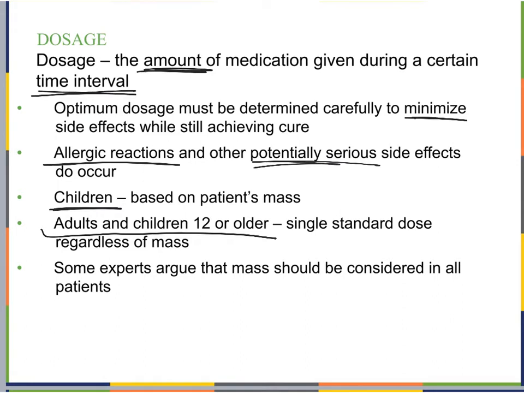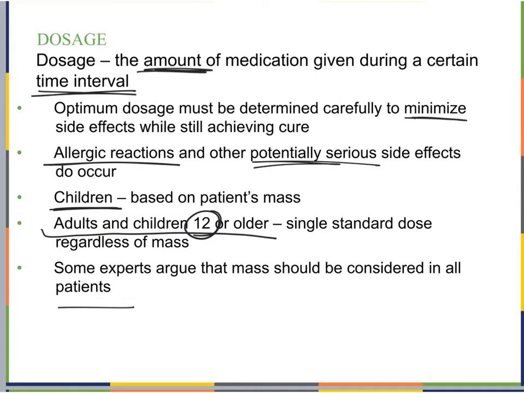However, in children, it's based on their mass, and that's how they get those general guidelines. However, some experts argue that mass should be considered in all patients, which if you think about it really makes sense. It would make a lot more work for people, pharmaceuticals, doctors, things like that. However, I think we can all agree that a 12-year-old child, for example, is likely not the same weight or size as a 50-year-old adult that may have some health issues, may have an extra portion of weight on them, etc.